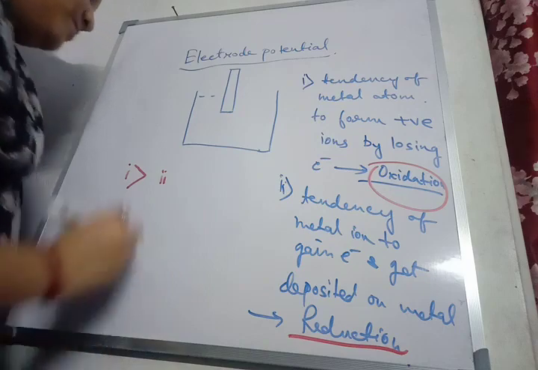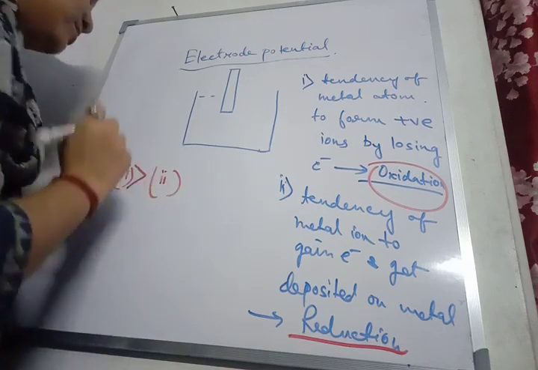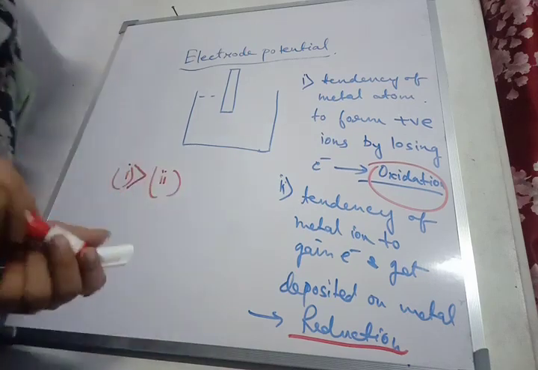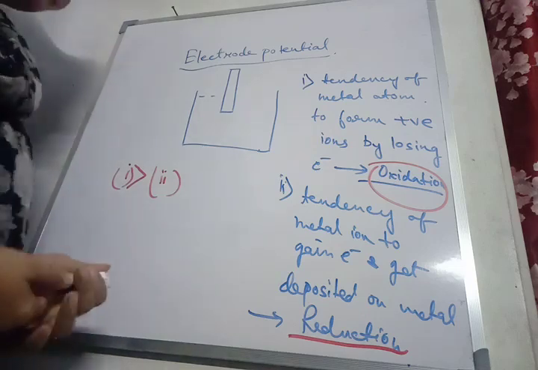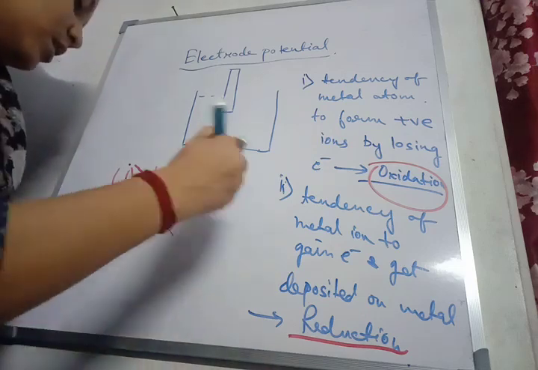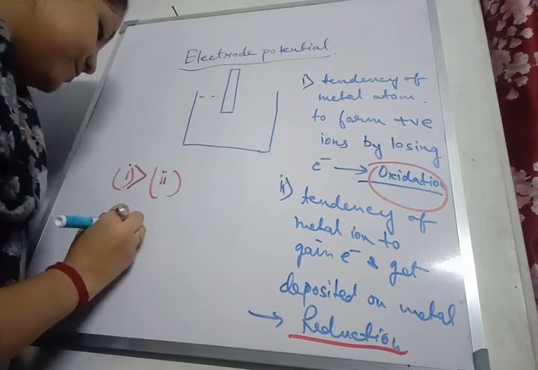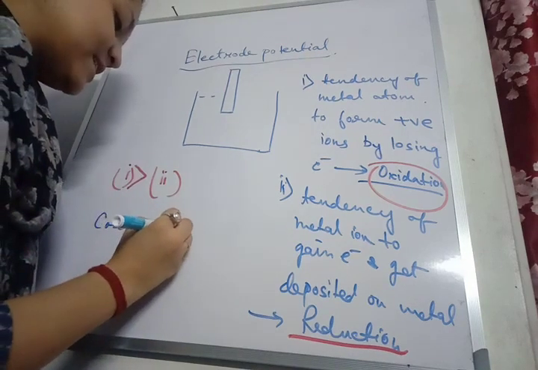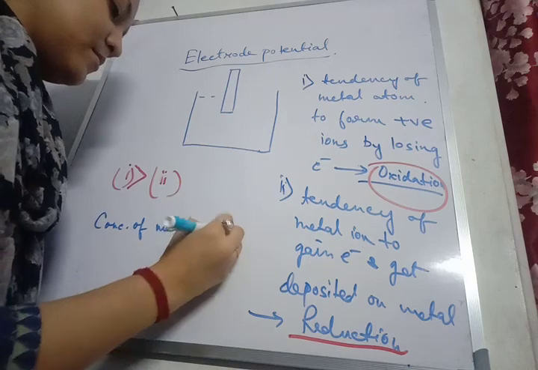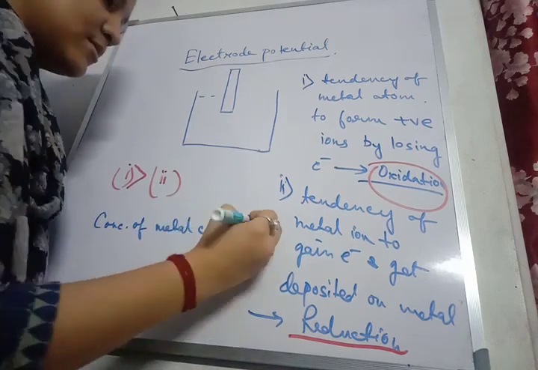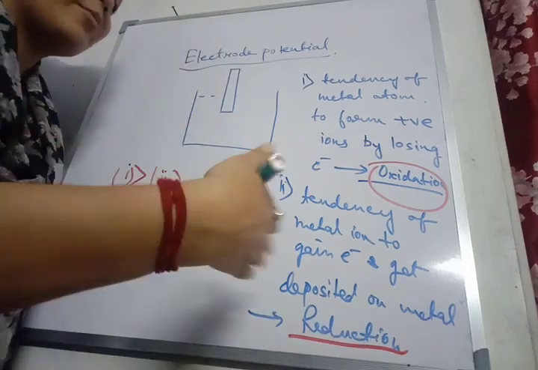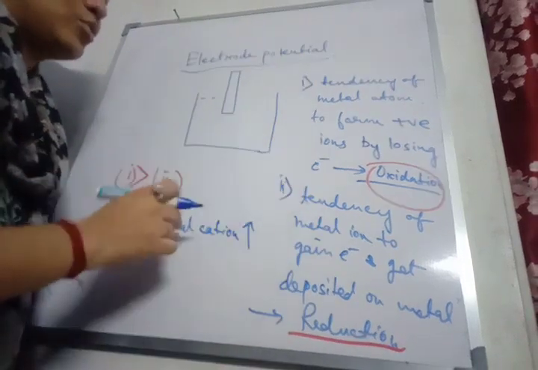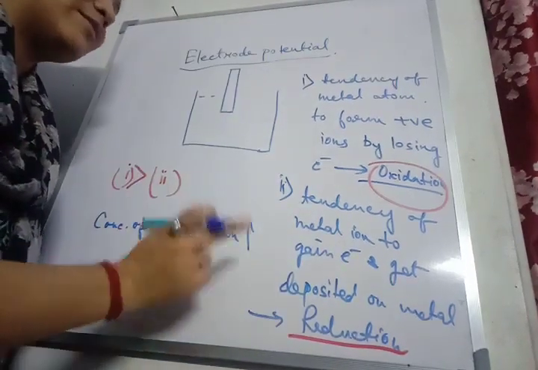Now, suppose process 1, that means the rate of oxidation, is more than the rate of reduction. If this is the first condition, when the rate of oxidation is more than the rate of reduction, then what is the common thing we are going to get? The concentration of metal cations will increase, because more and more metal will lose electrons to form cations.